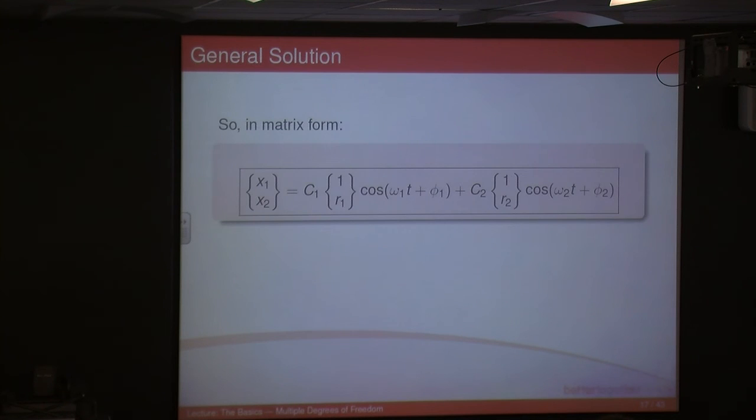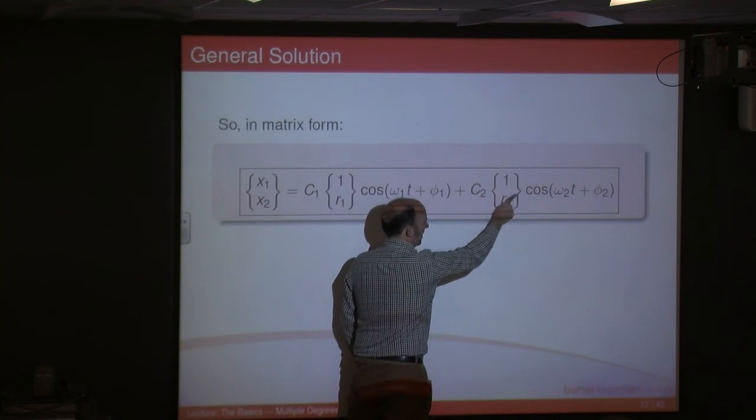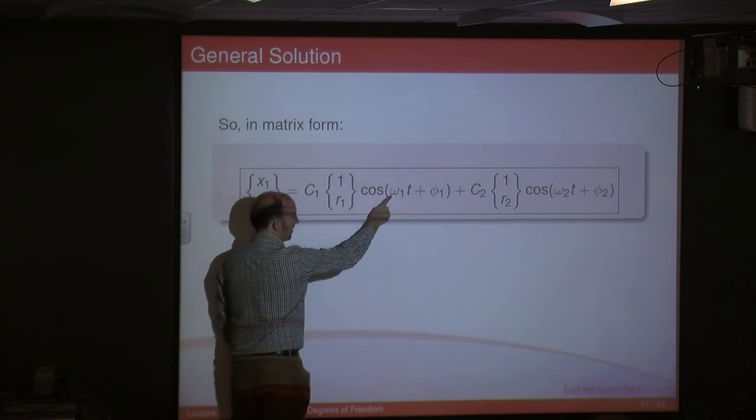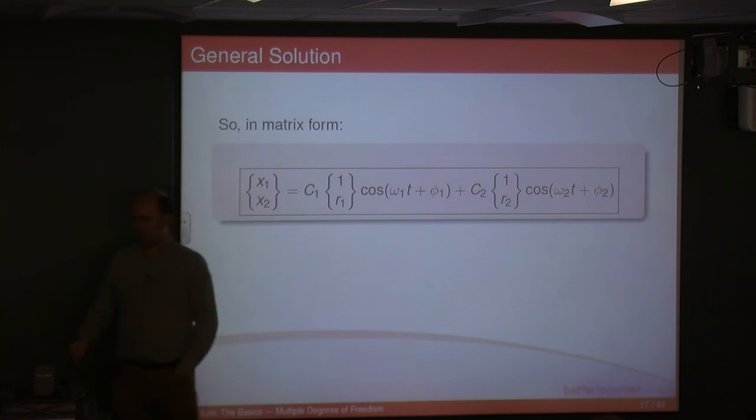And so you can put that in matrix form as well, and basically you just replace x with x1 and x2. So x1 is c1 times 1 times cosine plus c2 times 1 times cosine, and obviously x2 is c1 times r1 times the cosine plus c2 times r2 times the cosine.